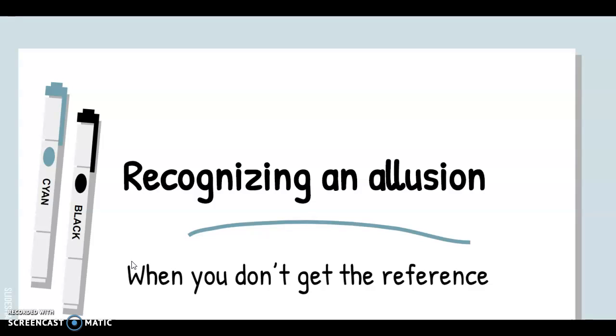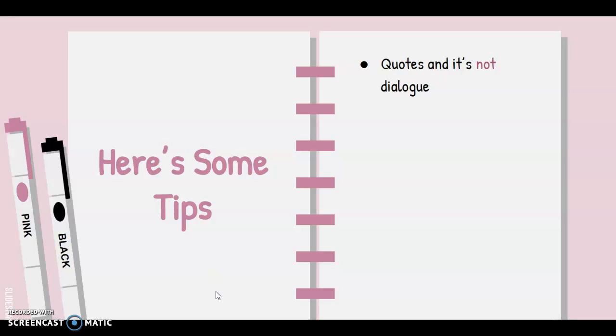This isn't foolproof. Some references are so subtle that the only way to know it's an allusion is to be familiar with what the author is referencing. Other times, however, you may notice something is an allusion without always knowing what it's an allusion to. So here are some tips on how to recognize if something might be an allusion.